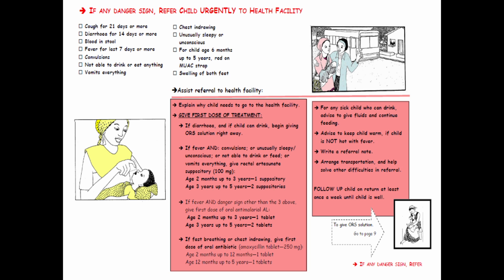Diarrhea, ORS. If fever, an anti-malarial drug, and we have a lot of great ones now, thankfully. If fever and cough, chest indrawing or fast breathing, amoxicillin, 2 doses a day for 3 days, has been proven to be equivalent to 5 days or longer. So 6 amoxicillin tablets, very cheap, relatively high compliance with that short schedule, and can be life-saving.